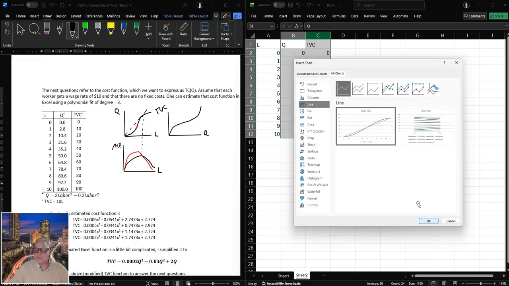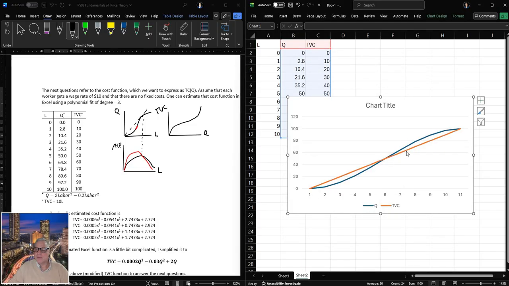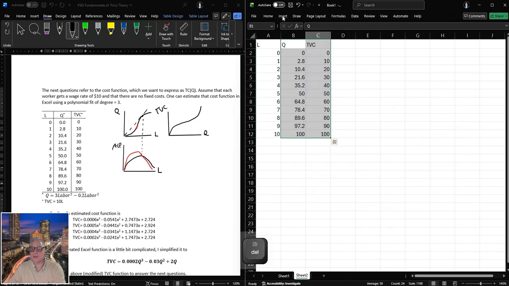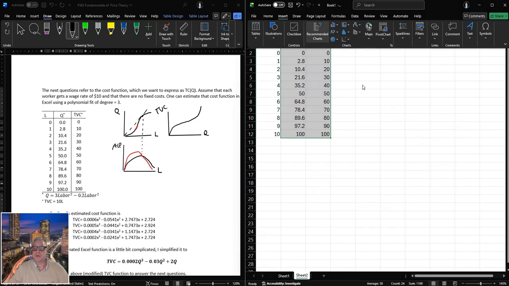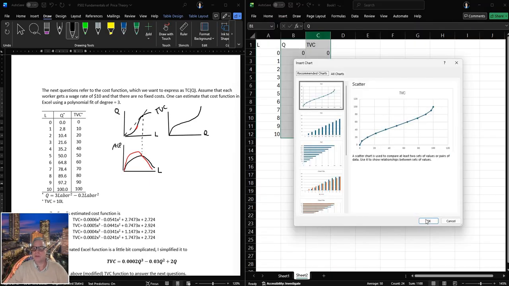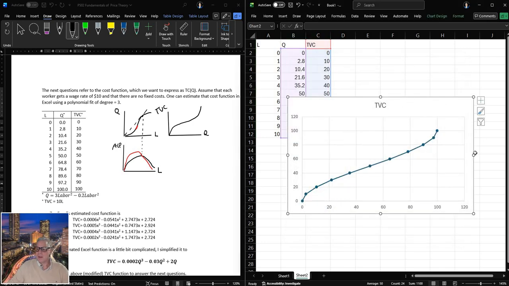Oh, let's take this one, but let's remove. No, it's not a good one. Let's take the other one. Insert, recommended chart. Let's take this one. That looks nicer. It looks also more correct.